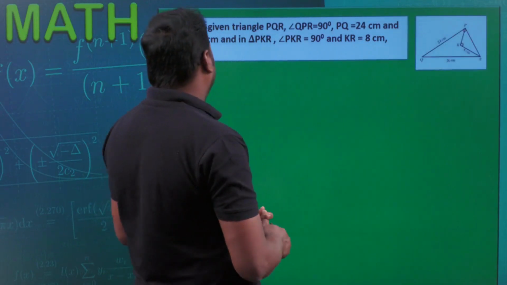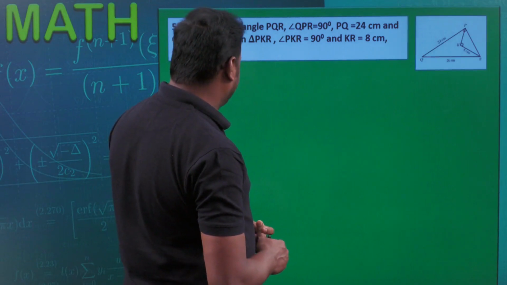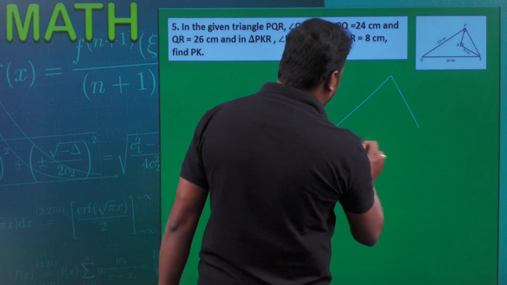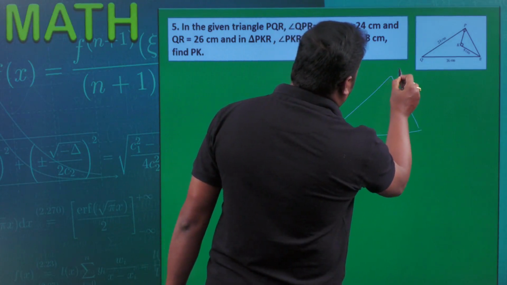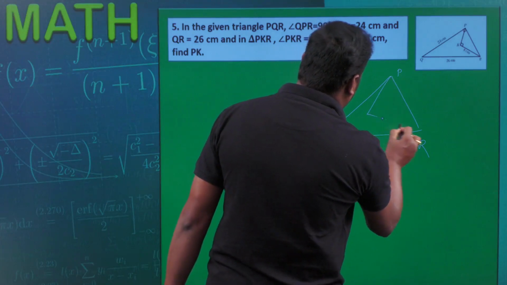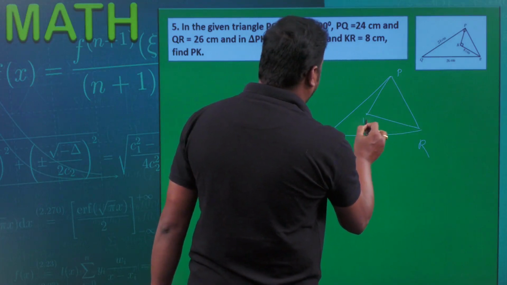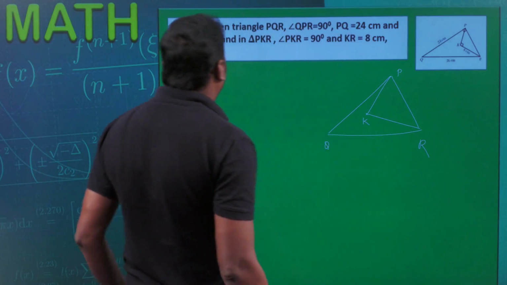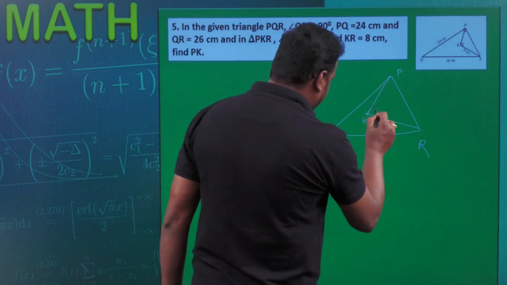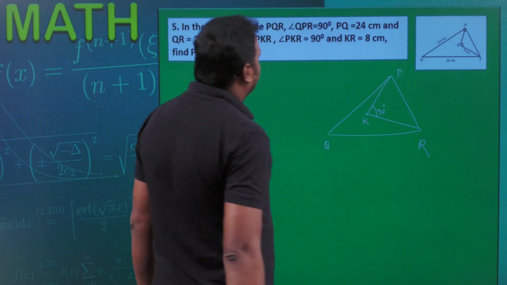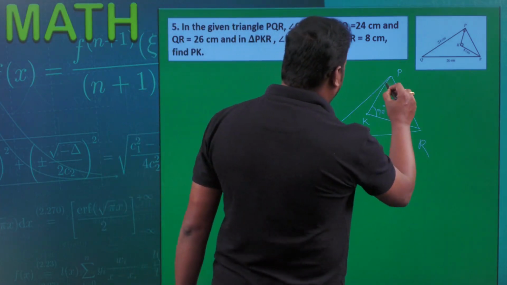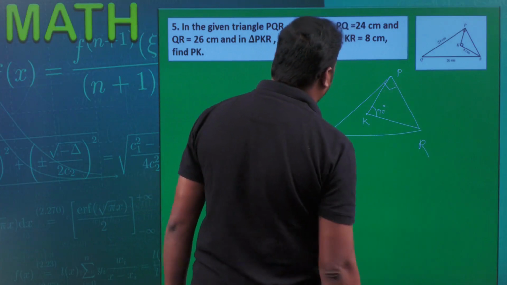Coming to the next problem, here in the given triangle PQR, I am just drawing it a little bit bigger. So this is the triangle PQR. There is one more point over there, this point is K. Let us see what information is given. Angle PKR is equal to 90, so this is 90 degrees. QPR is also equal to 90. QPR means this total angle is equal to 90 degrees.